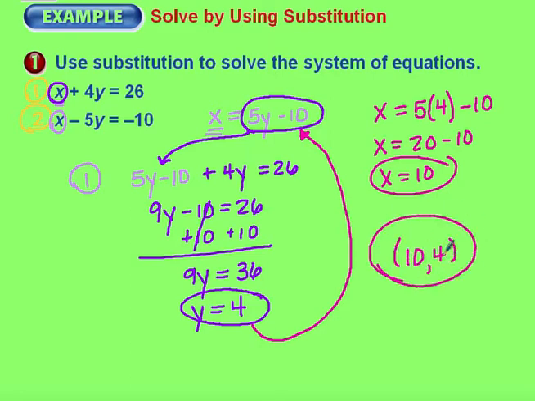What's nice about these equations is I can always check my solutions very quickly. If I plug in 10 plus 4 times 4, that gives me 10 plus 16, or 26, in the first equation. In the second one, 10 minus 5 times 4 is 20, which gives me negative 10. That also works. So I see that once again I get a consistent, independent solution by substituting.